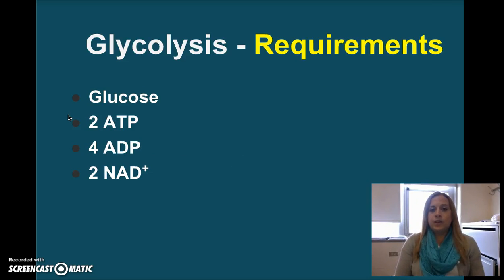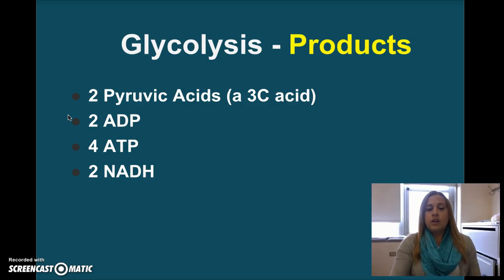Okay, so back to glycolysis. What exactly do we need for glycolysis? Well, we obviously need glucose because we need to split it in half. And just to get glucose started, we're going to need 2 molecules of ATP. Then we also need 4 molecules of ADP so that they can become energized. And then we're also going to need 2 NAD pluses to carry electrons to a different part of the cell after glycolysis.